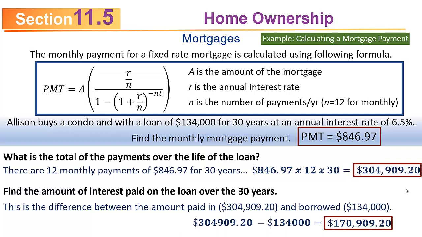So she paid the bank more in interest than the value of the initial loan. The initial loan was $134,000. She actually paid the bank back over 30 years $170,909.20. Or if it's in the future, she will have paid the bank that amount.